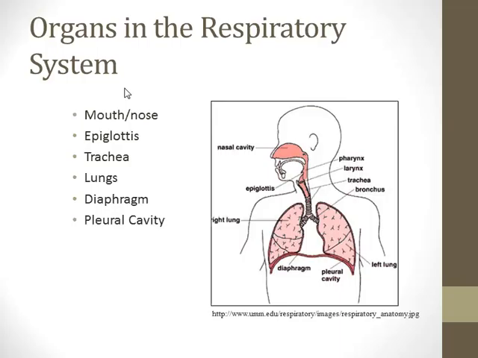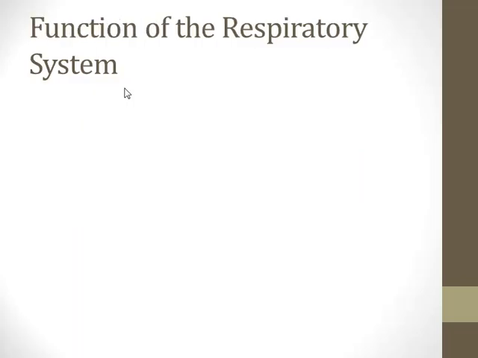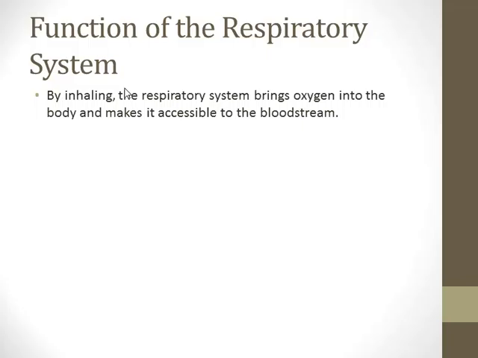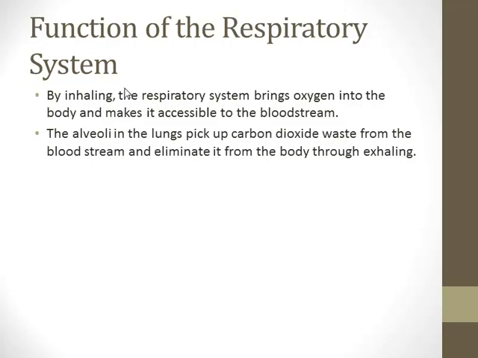The organs in our respiratory system are the mouth and nose, epiglottis, the trachea, lungs, diaphragm, and pleural cavity. The function of the respiratory system is to bring oxygen into the body and make it accessible to the bloodstream. The alveoli in the lungs pick up carbon dioxide waste as it goes through the bloodstream and get it out through exhaling. So again, the respiratory system also functions as a way for us to get rid of waste.